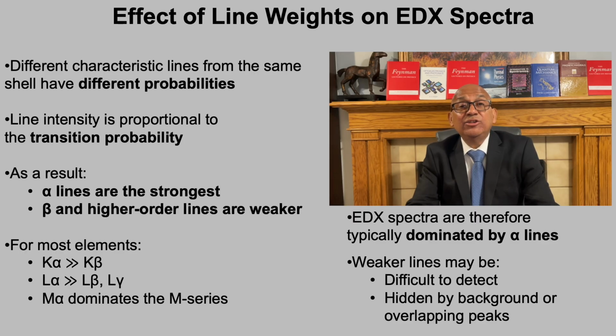The weaker lines may still be present, but they are often difficult to detect. They can be hidden in the background or masked by overlapping peaks from other elements. Understanding this hierarchy of line intensities is critical when interpreting spectra, especially in complex or multi-element systems.